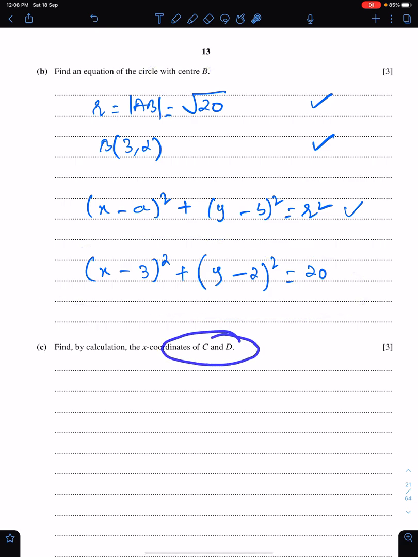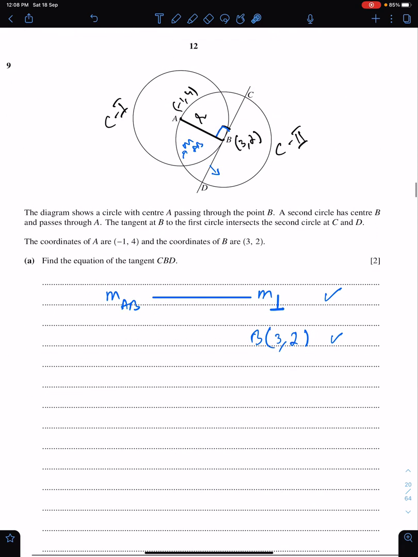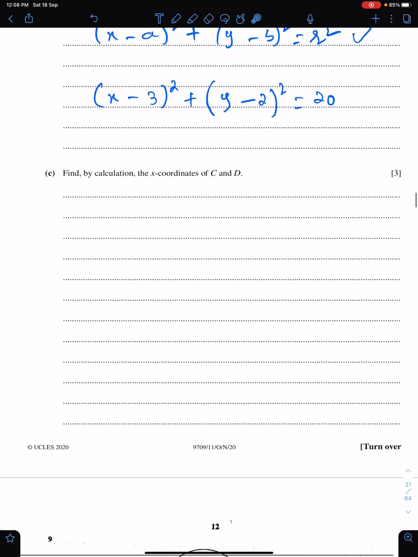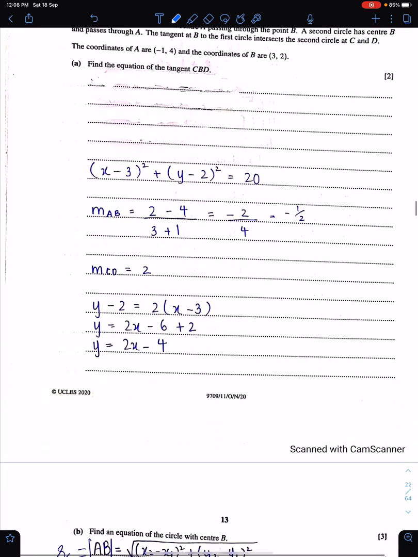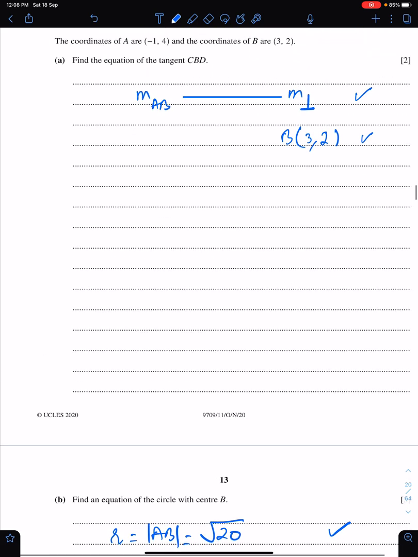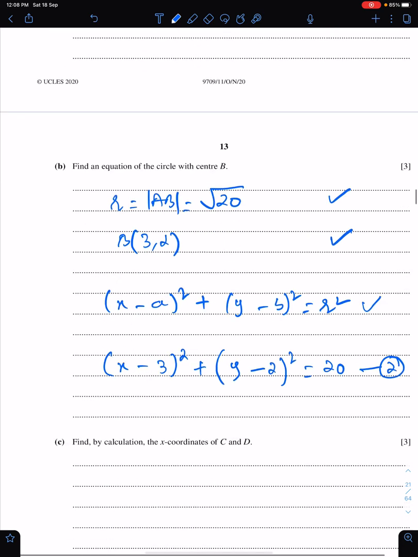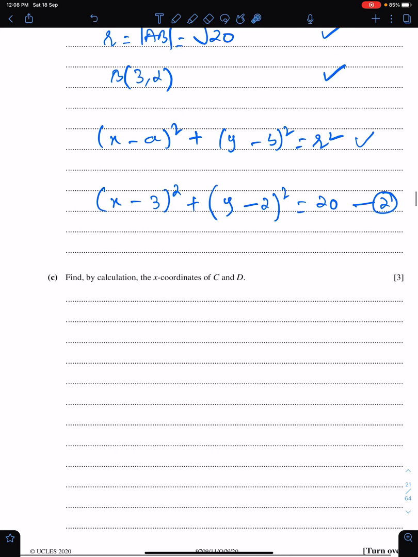Now we need the coordinates of C and D. See, this tangent intersects circle 2 at C and D. So we just need to solve the equation of this tangent with the equation of this circle. So by solving these two equations simultaneously, you can get the x coordinates of C and D. So this is equation number 2, and the equation of the tangent is y equals 2x minus 4. So by solving this equation with this equation of the circle, we can get the coordinates of C and D.